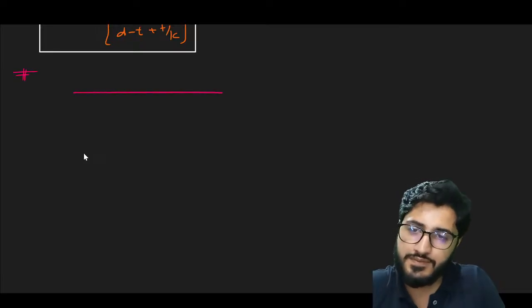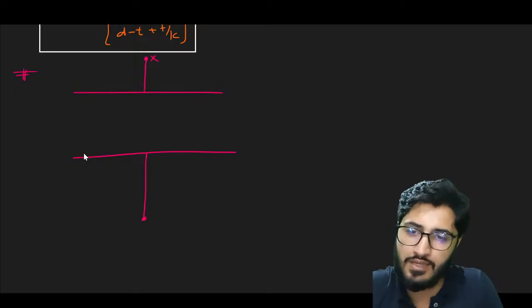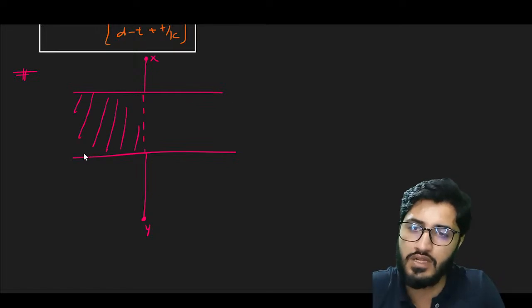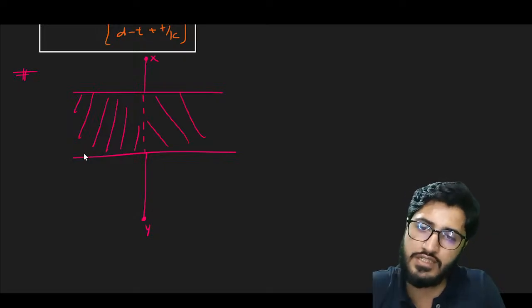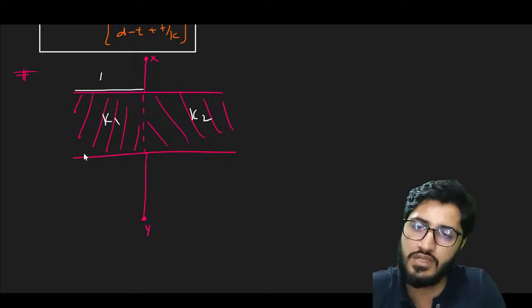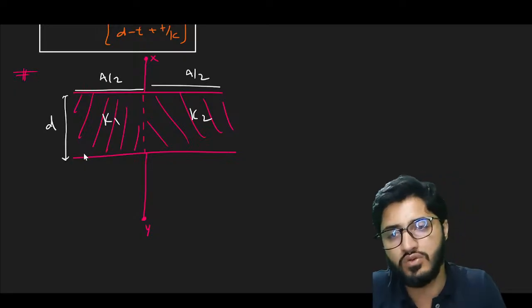We have plates. This is point A, point B, or point X, point Y. On the left side we have one dielectric with dielectric constant K1, and this one is K2. This one is A by 2, because the whole area is A. This distance is D. So what will we look at here?